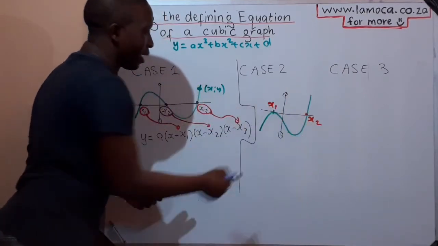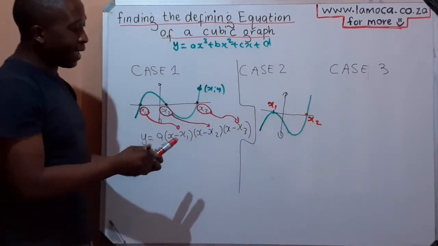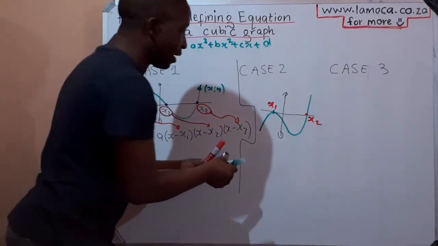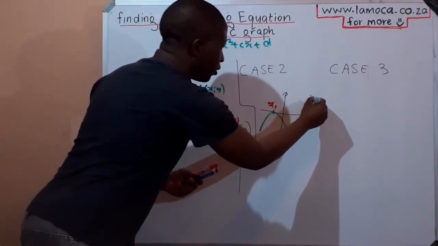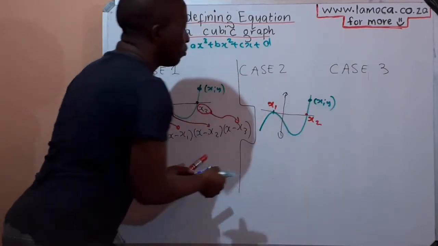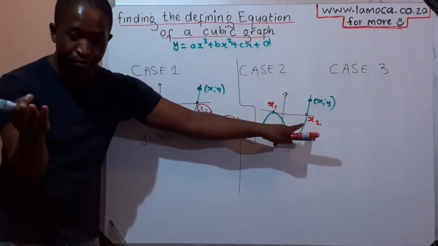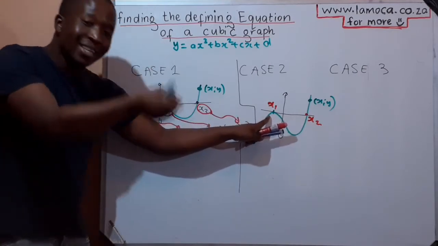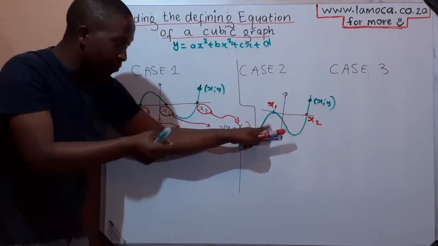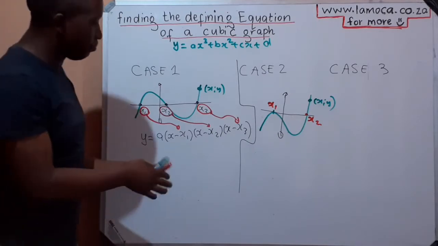You could probably have the y axis anywhere you want. And again, we could probably have another random point here anywhere on the graph, which I'm going to call x and y. So when you have a situation like this where you've got 2 x-intercepts, not 3, and one of them happens to be a stationary point or a turning point, how do you find the defining equation?